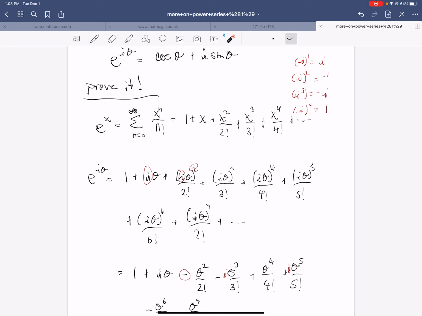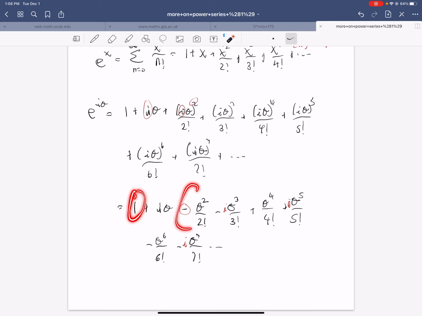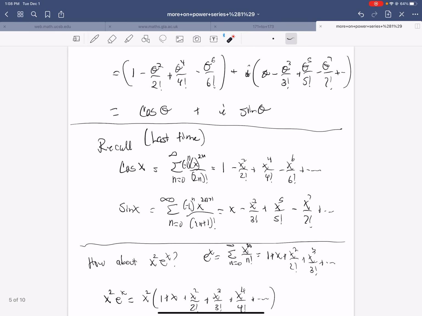But notice this. In all of the odd powers, there is left an I in there. But all of the even powers, you have 1 minus theta squared over 2 factorial plus theta to the fourth over 4 factorial minus theta to the sixth over 6 factorial. And the cool thing about that is the evens, that is cosine. So the 1 minus x squared over 2 factorial plus x to the fourth over 4 factorial, that you should know as cosine. And since that goes on forever, there is a plus ... in there too, that gives you the cosine portion of it.